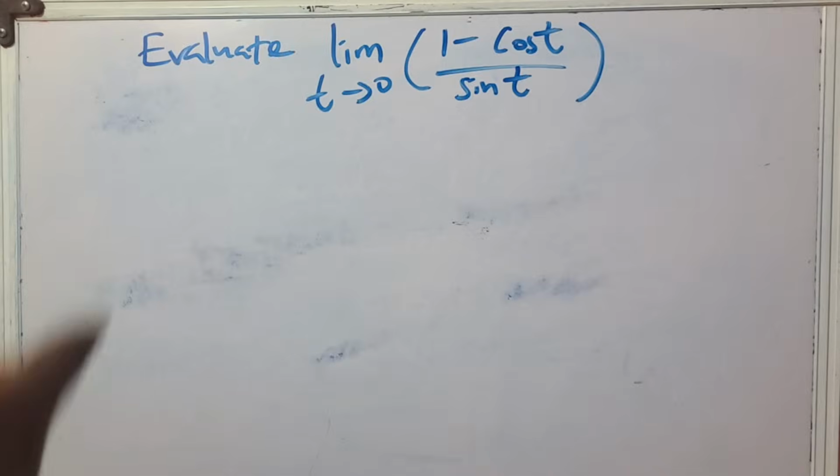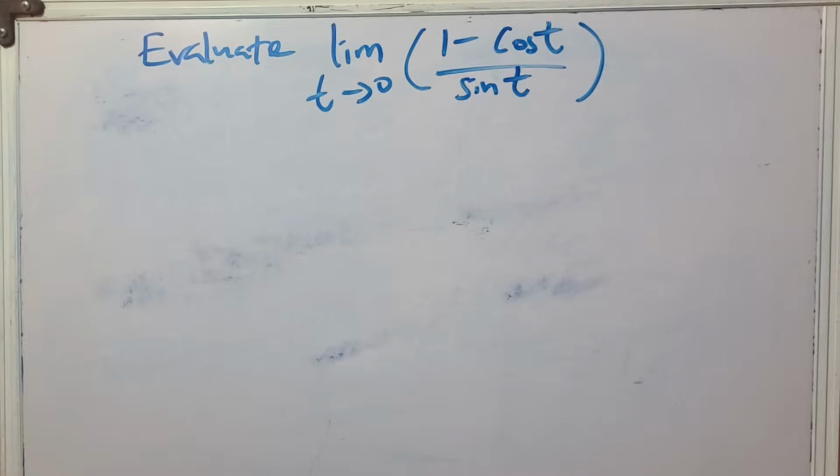So this is the question you have. You are supposed to find the limit of (1 minus cos t) over sine t, with t tending to 0. The first thing you have to do is check for the indeterminate form. If you have the indeterminate form 0/0, obviously you'll be able to use the L'Hopital rule.